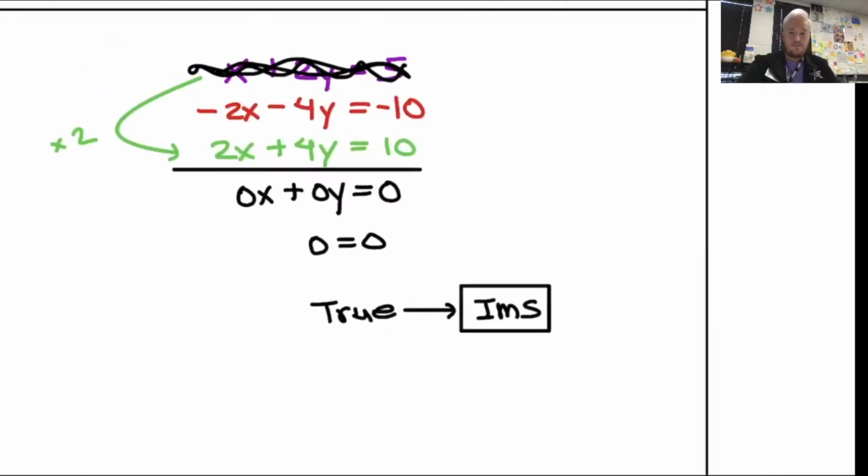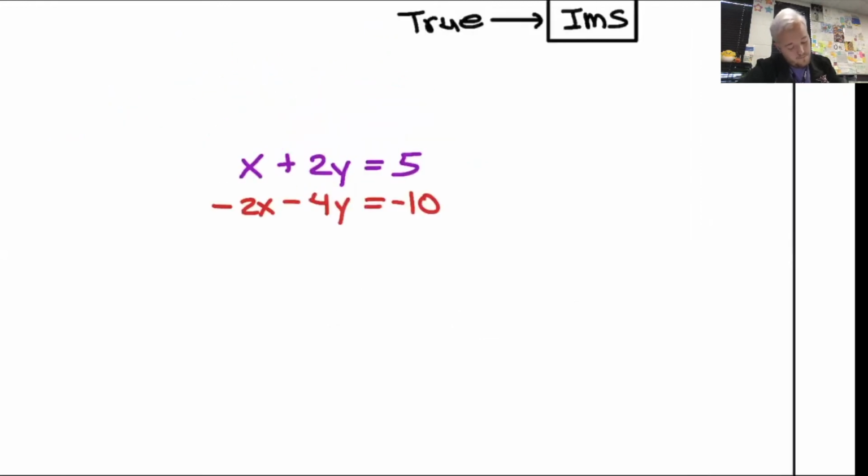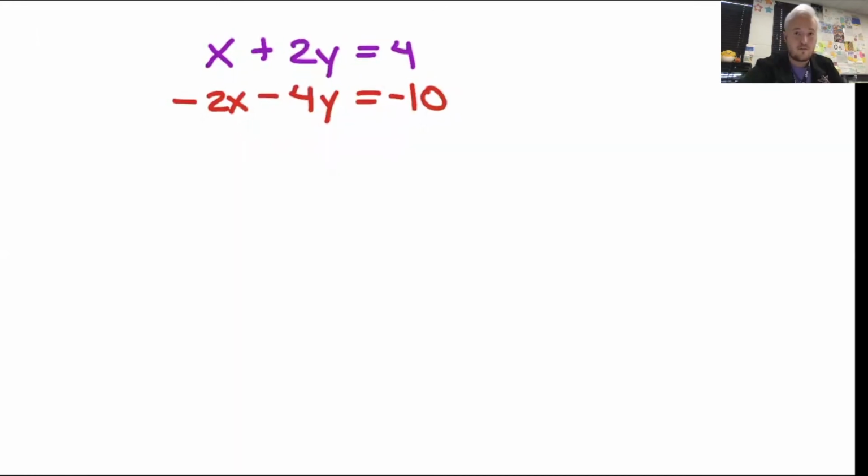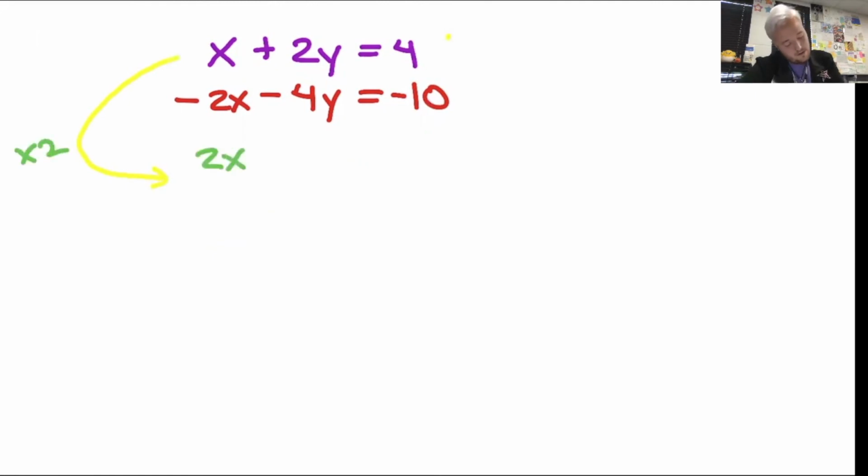Anyways, let's say I take the same problem, and let's say instead of it being a 5, let's say I make it a 4. Literally just any number, except for 5. So if I follow the same idea, I try to eliminate, multiply by positive 2. All right, so if I multiply by 2, so I'm going to get 2x plus 4y equals 8.